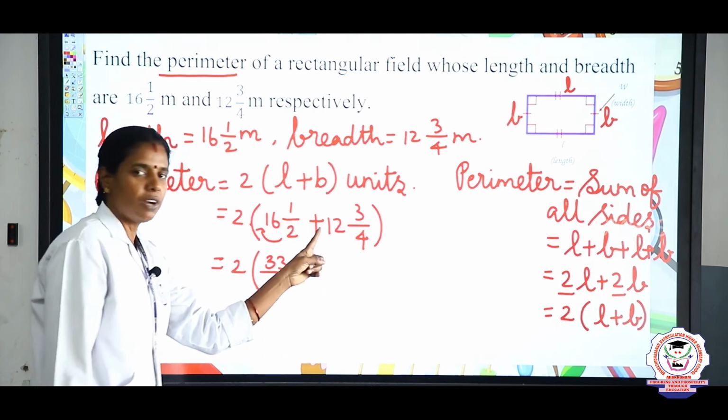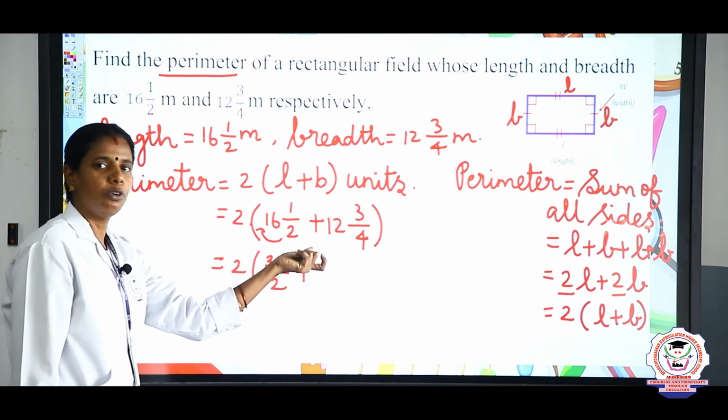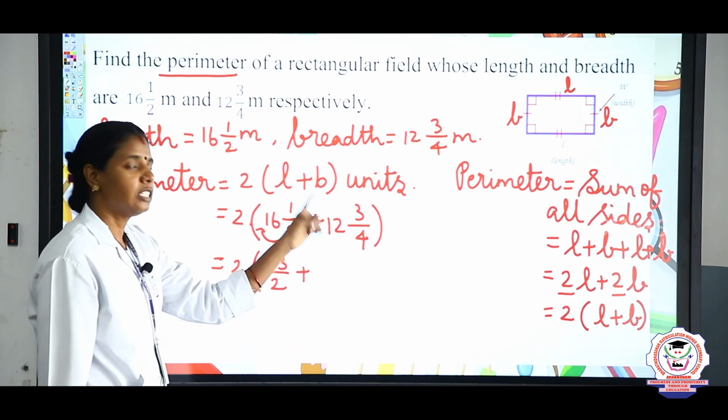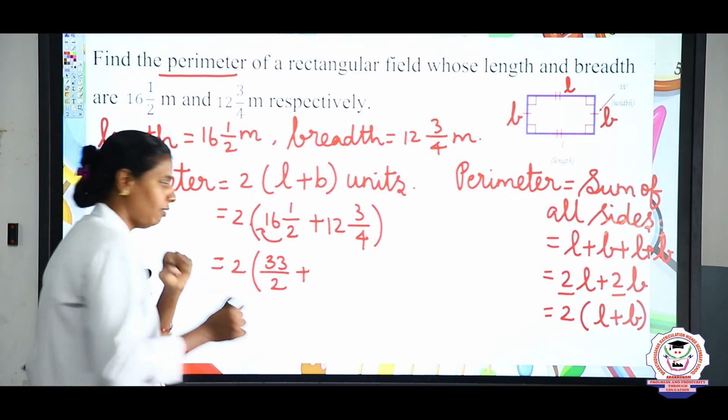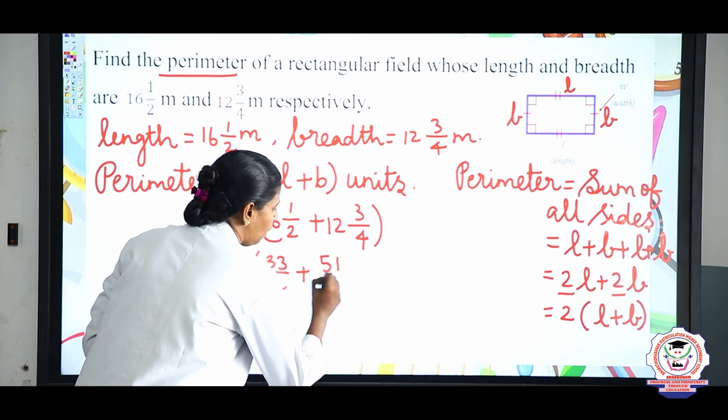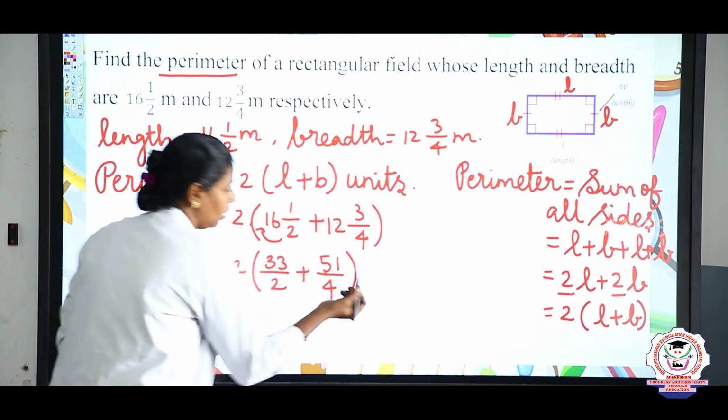Yes Vignesh, 4 12s are? What is 4 12s are? 4 12s are 48. 48 plus 3 is 49, 50, 51. Very good. 51 by 4.